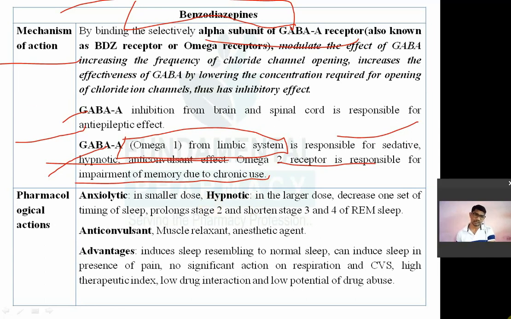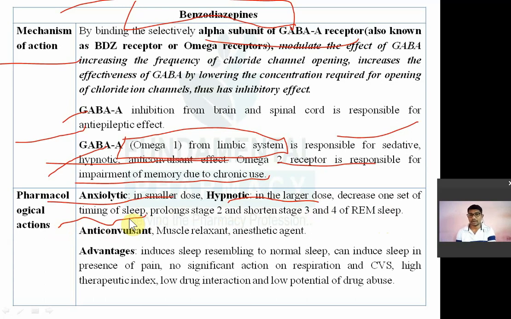Now the pharmacological actions of these benzodiazepines. They have dose dependent action. In a smaller dose they will act as an anxiolytic, they will decrease and relieve your anxiety. If you increase the dose, in a higher dose they will act as a sedative hypnotic. They will decrease the onset time of sleep, meaning the time it takes for you to fall asleep. Some people cannot sleep, they lie on the bed at 11 and still do not sleep at 12. So the time for onset of sleep is decreased by these benzodiazepines.